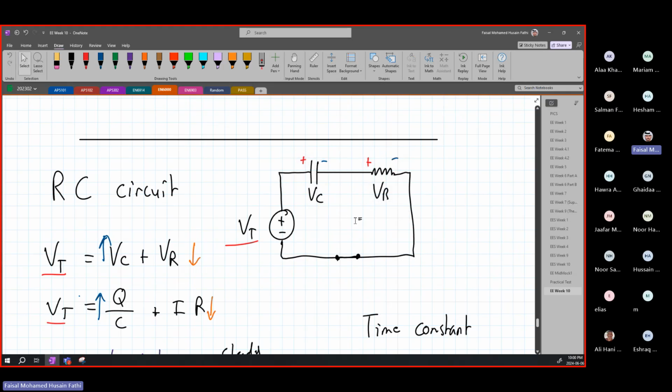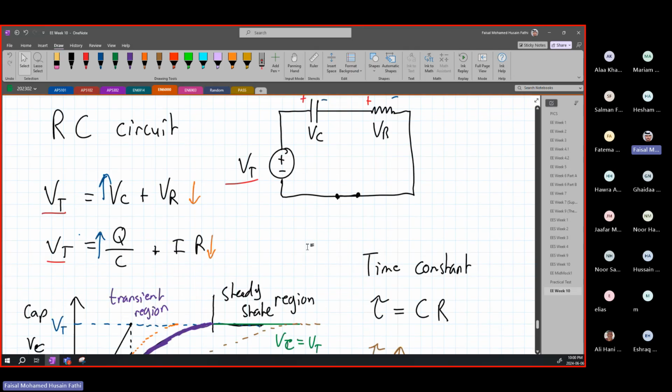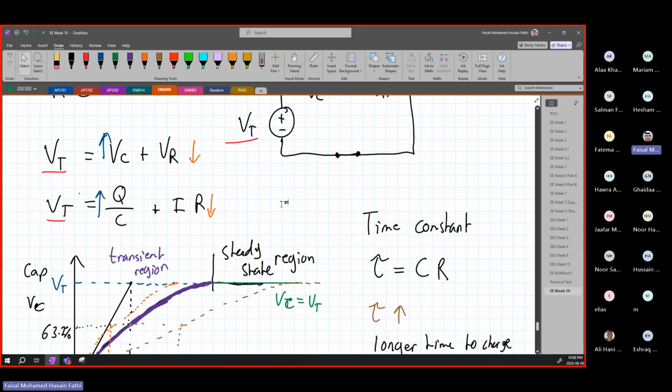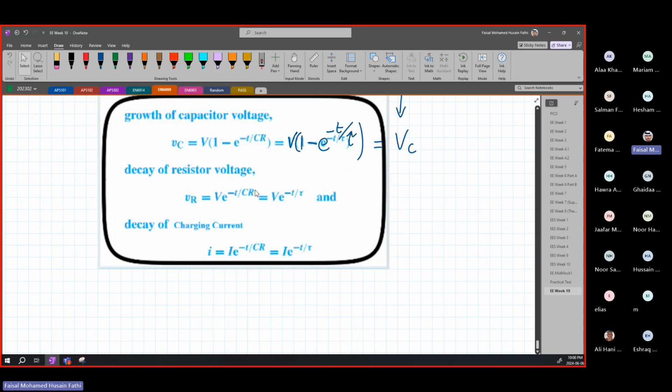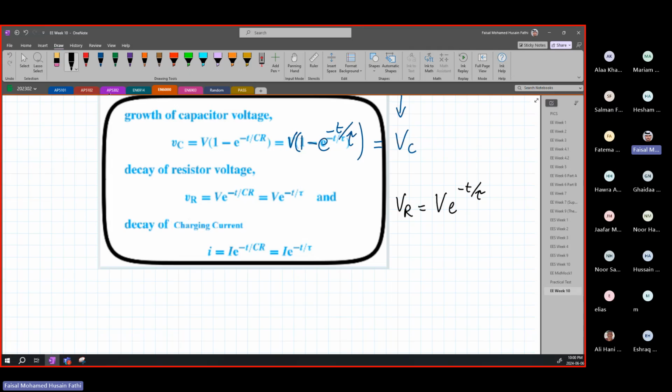Meaning more voltage will be given to this capacitor until this capacitor's voltage is exactly equal to the total voltage being supplied. That means this resistor is going to be basically useless. There's no voltage going through it, in other words. All right. So this VR is going to be equal to 0. So that's why, and the decay of the resistor voltage is given by this equation, which is VR equals V e to the minus t over tau. Graphically, the curve is looking like this, where this is VR, and it reaches 0 eventually, and this is your time.